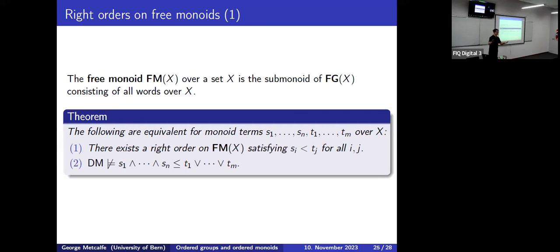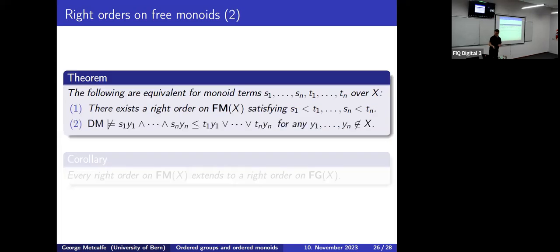So again, glossing over the details, we have a correspondence between validity of equations in distributive L monoids and the existence of right orders on free monoids that satisfy certain conditions. Now, in fact, this isn't everything. There's a further theorem, which is if you're given some constraints already, S1 less than T1 through to Sn less than Tn, this can also be related to some inequation. But I won't go into the details there.